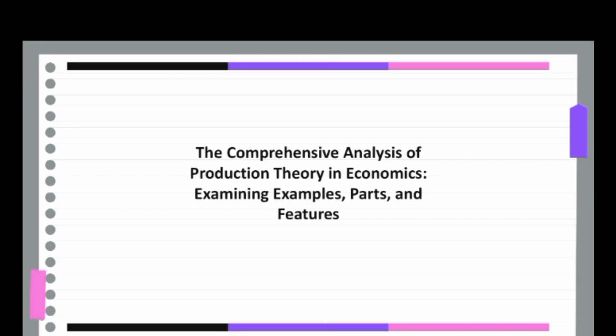I am here with another video and another topic, and the name of today's topic is the comprehensive analysis of production theory in economics, examining examples, parts, and features. Today we will analyze how the production theory in economics works and what are the factors that are used in production theory and what are its parts, features, and examples as well. So let's start from here.